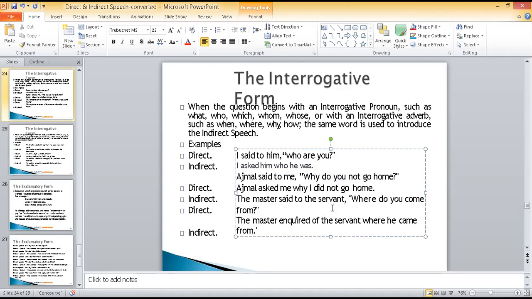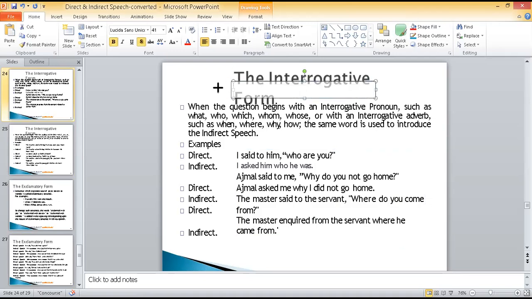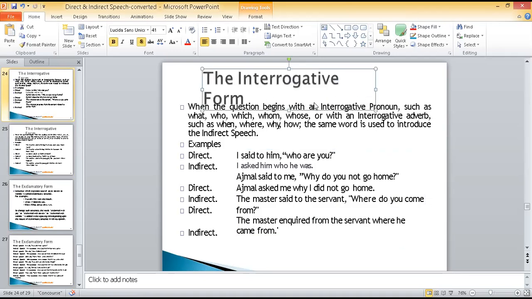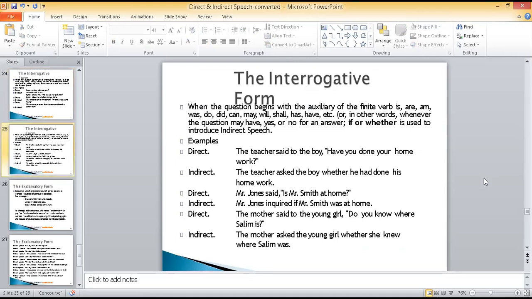The master said to the servant, "Where do you come from?" The master inquired from the servant where he came from. So this is how you tackle it. In simple words, if I explain the interrogative sentences, you need to understand this very fact that there are two types of questions that we get.